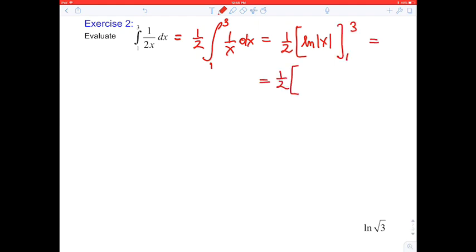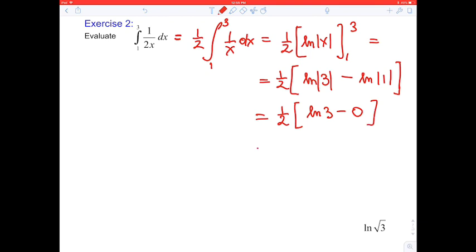So 1/2, let's substitute the upper limit, substitute the lower limit. We don't have to put absolute value since the numbers are positive, but I just did. Ln of 3, and this is of course 0. So we have 1/2 natural log of 3. We can rewrite it like that. I can put this 1/2 here, and then the power 1/2 means the square root.